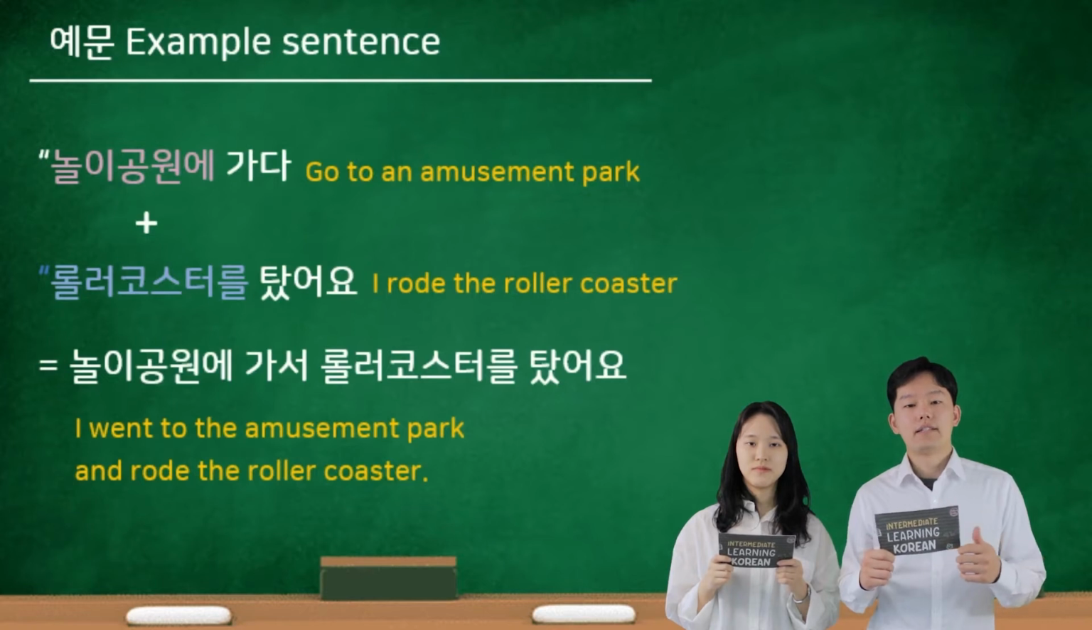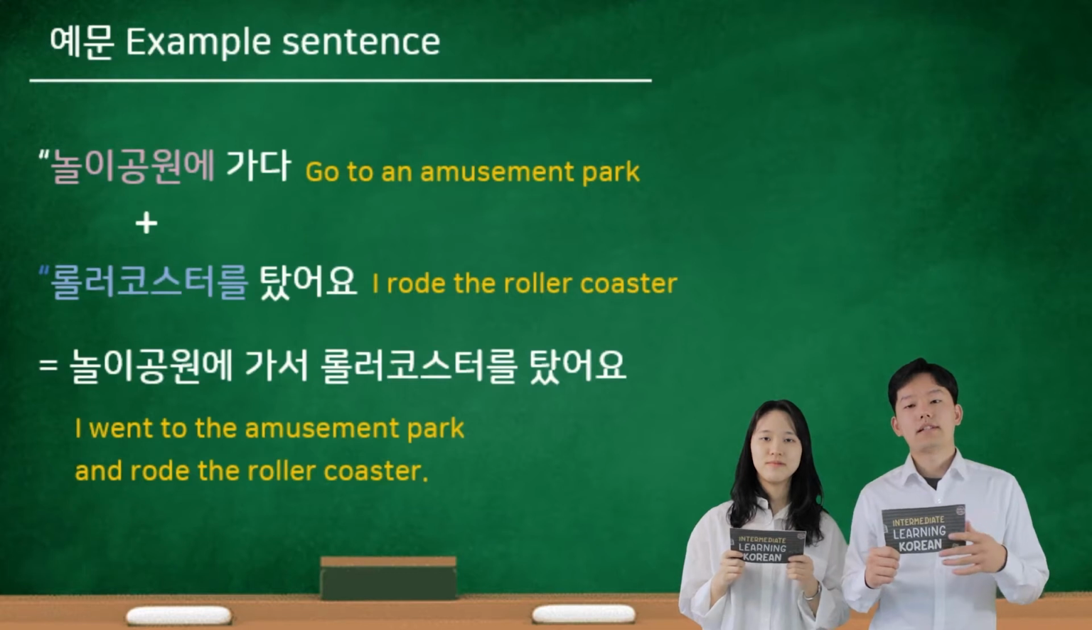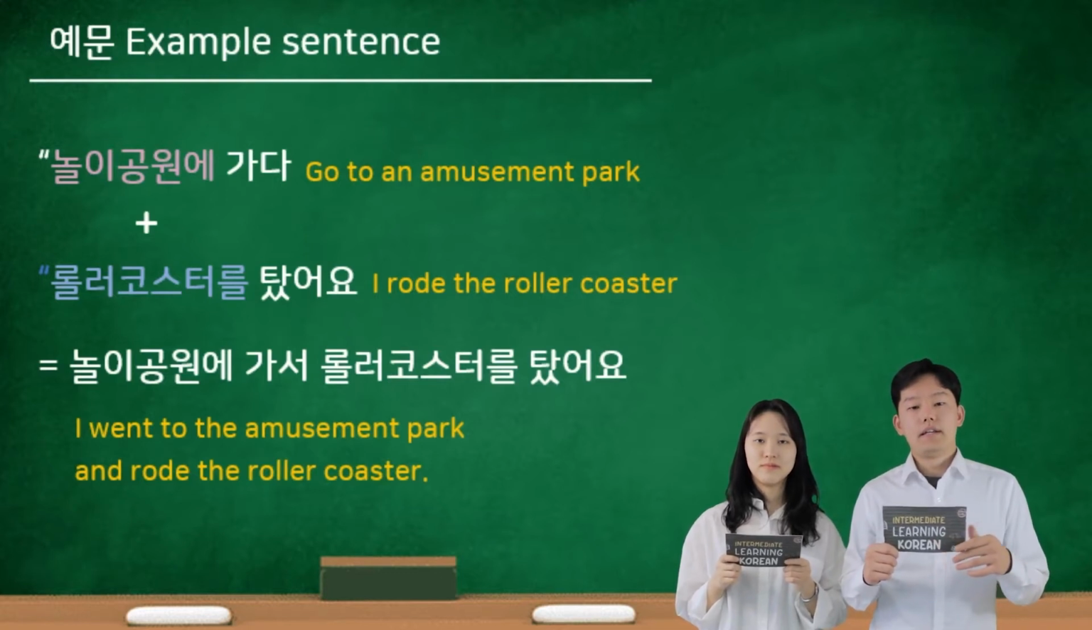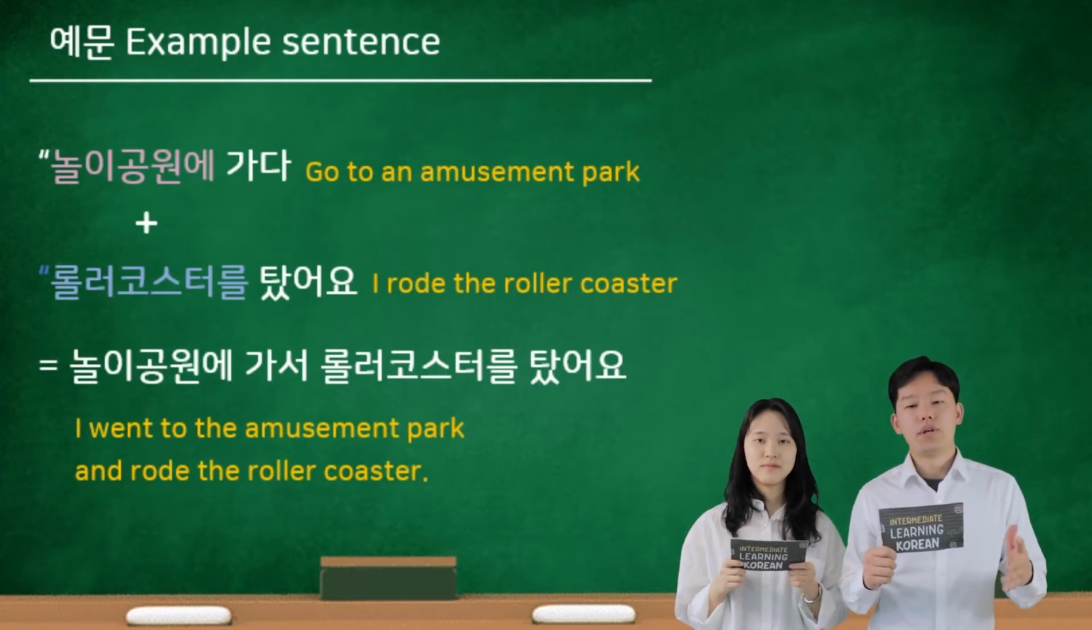Then I will explain when you use -아서 and when you use -어서. First of all, -아서 is used when the vowel of the previous word is ㅏ or ㅗ. In the second case, -어서 is used when the vowel of the previous word is not ㅏ or ㅗ.